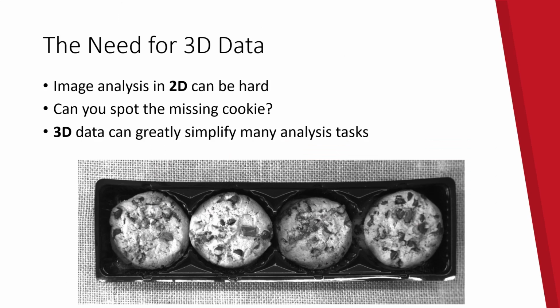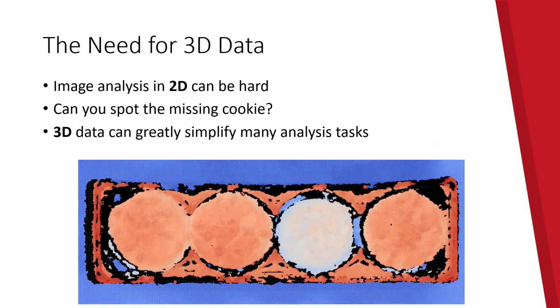The reason is that there are many image analysis tasks that tend to be quite hard if you only have 2D data available. One of my favorite examples is this image of this box of cookies here, because on one of these stacks there's actually one cookie less than on the others. Identifying something like this by just looking at the two-dimensional image can be quite hard. But this task gets a lot easier if you have some 3D depth information available, because here you can now quite easily see that on this stack there's one cookie missing compared to the others.